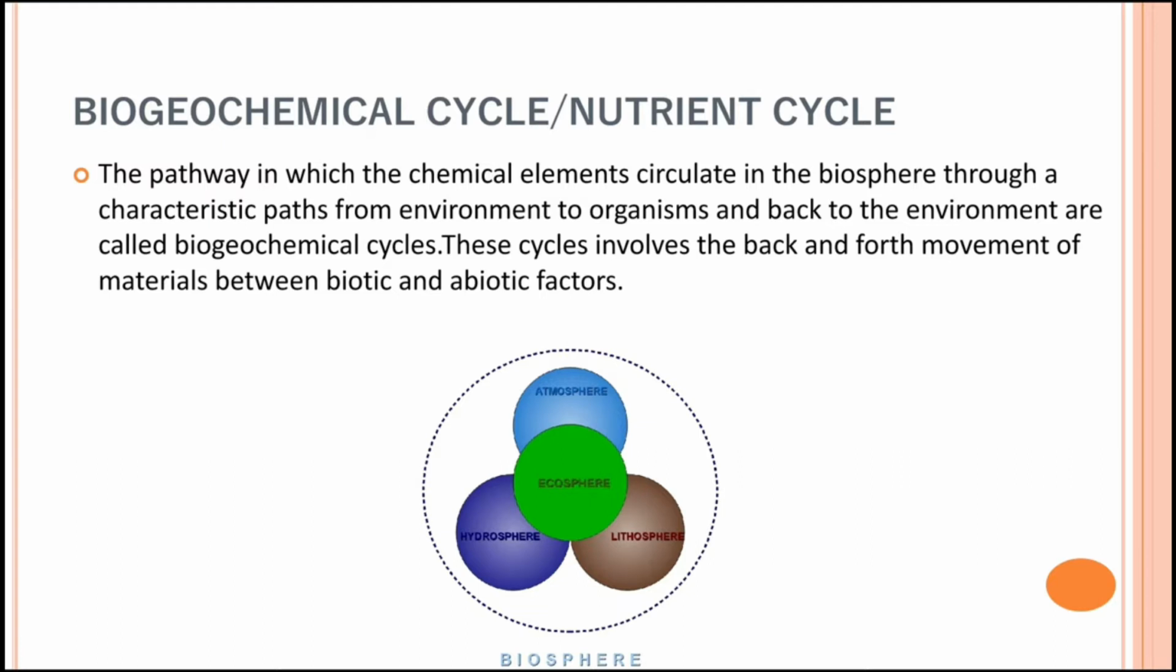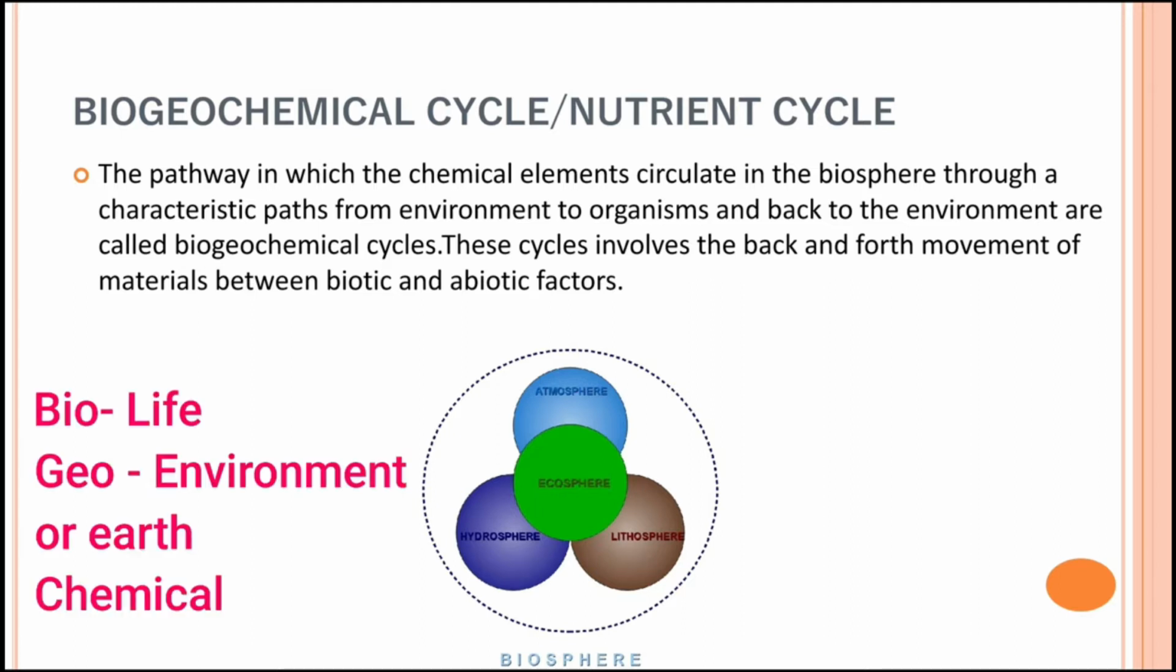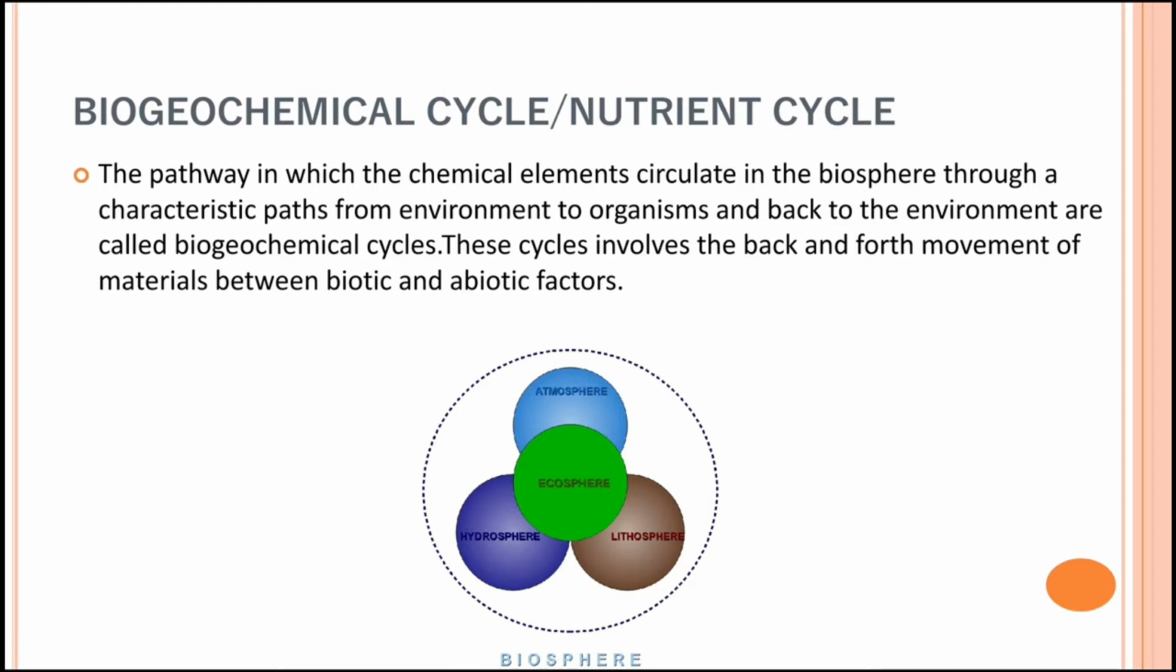Essentially, every chemical element which is present in our atmosphere, whether it is CO2 or nitrogen, is circulating. It is going from the living organisms to the environment and from the environment back to the living organisms. If you break down the word biogeochemical cycle, bio means life, geo means environment or earth, and chemical is the chemical element. So it's the circulation of chemical elements from bio, that is from life, to environment, and from environment back to life. This is called the biogeochemical cycle.